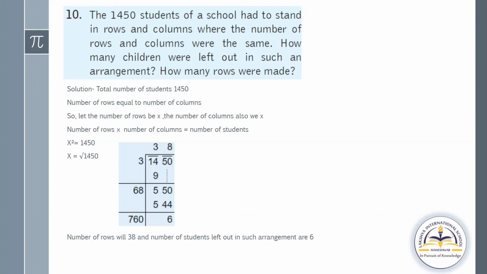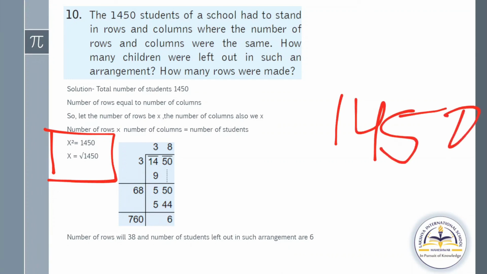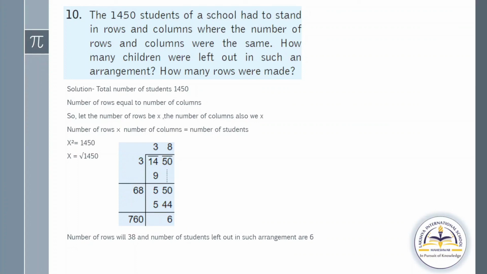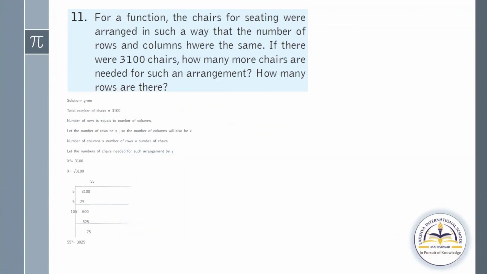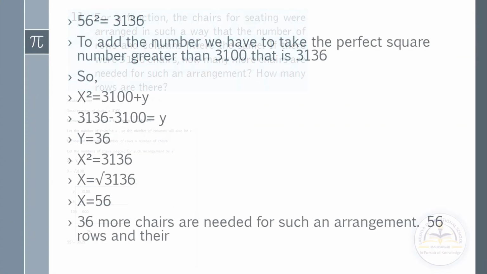Now number of rows into number of columns equals number of students. So we will get x square equals 1450. x equals root 1450. Now you have to take the long division method for 1450. When you take the long division method, you will get your answer, that is 38. So the number of rows will be 38 and the number of students left out in such an arrangement is 6. Means the 6 left students are our remainder here. Now in the same manner you have to solve the 11th question.